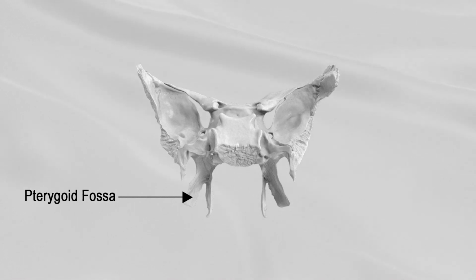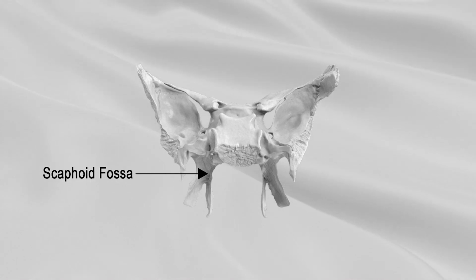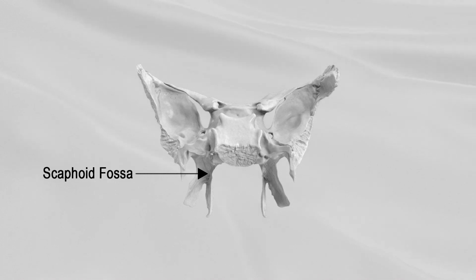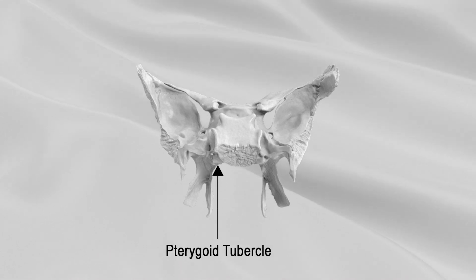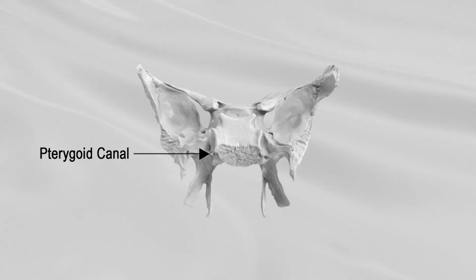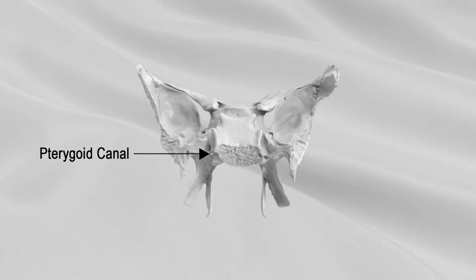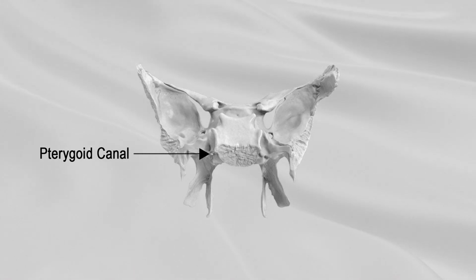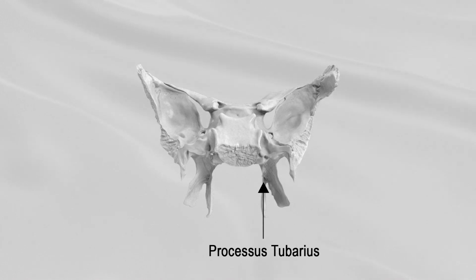Pterygoid Processes, Part 3. The two plates diverge behind and enclose between them a V-shaped fossa, the pterygoid fossa. Above this fossa is a small, oval, shallow depression, the scaphoid fossa. The angular prominence between the posterior margin of the vaginal process and the medial border of the scaphoid fossa is named the pterygoid tubercle, and immediately above this is the posterior opening of the pterygoid canal. Projecting backward from near the middle of the posterior edge of the medial pterygoid plate is an angular process, the processus tubarius, which supports the pharyngeal end of the auditory tube.